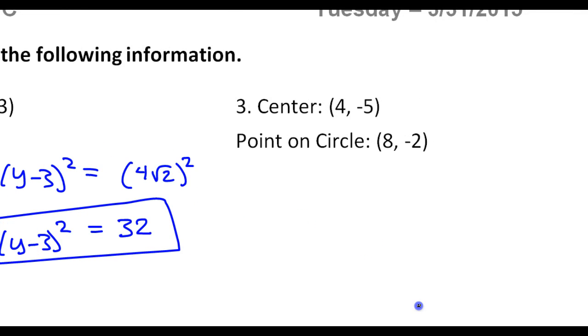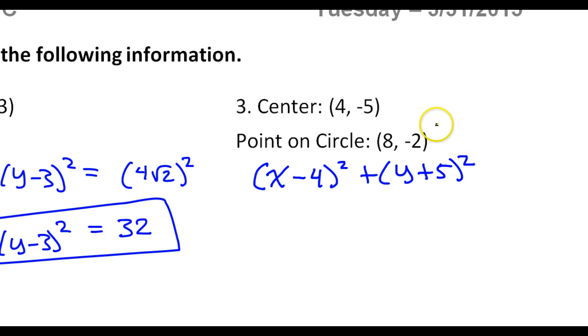Alright, now number 3. This time they did not give us the radius, they gave us a point on the circle. So you can either use the distance formula, or I guess it's the same thing. The way I look at it, I start with the model equation of a circle. So I know I'm going to start off with (x minus 4) squared plus (y plus 5) squared is equal to the radius squared. I do the opposite of this and the opposite of that.